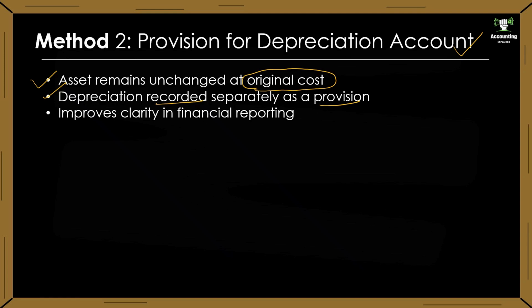Instead, a new account called provision for depreciation account will be opened and all the depreciation will go to that account. The advantage of this is that it improves clarity in financial reporting. We keep the asset at full, original cost, and we show depreciation separately in the provision for depreciation account. So the financial reporting will show better transparency.